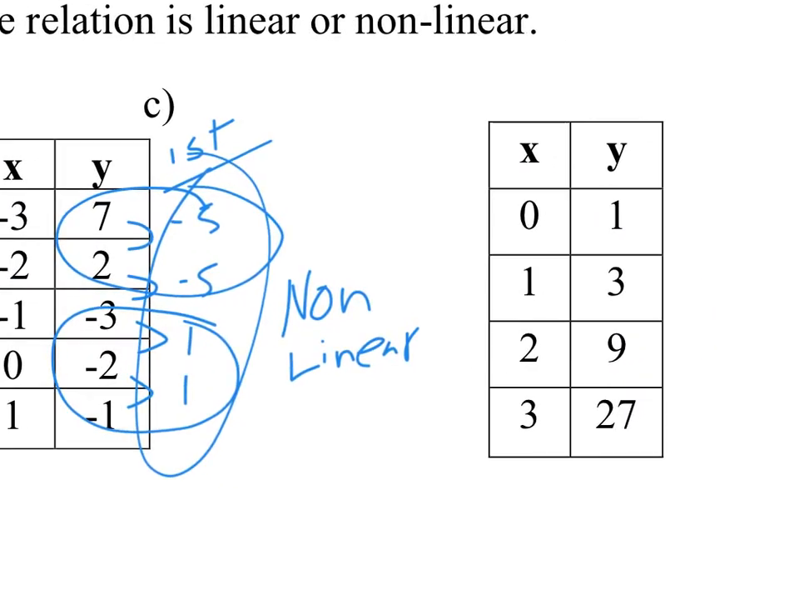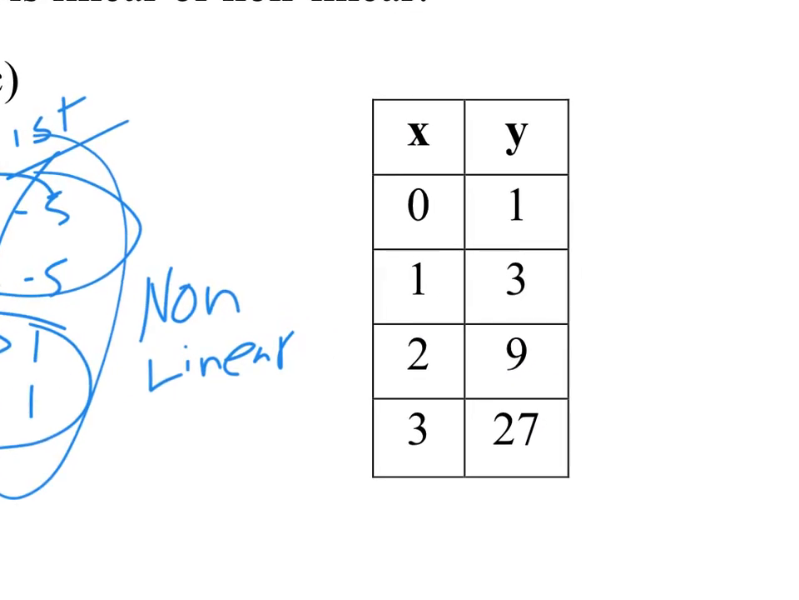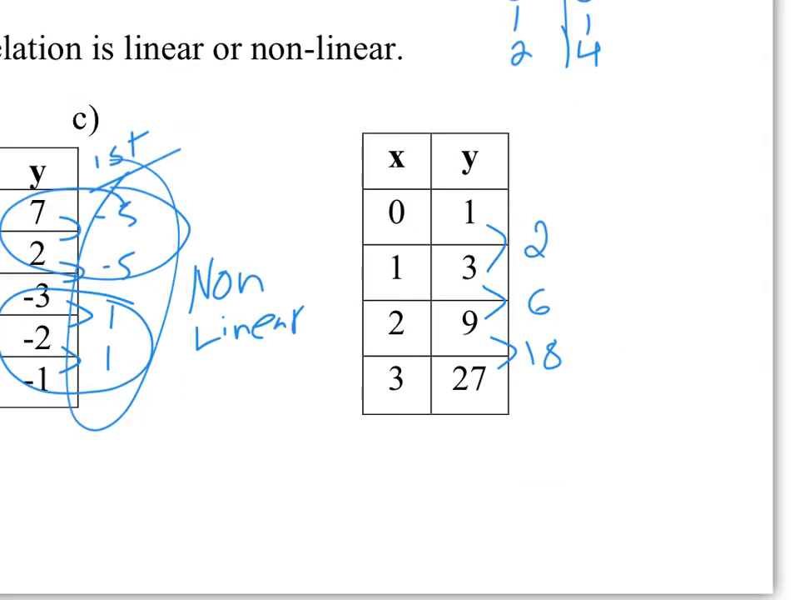Now let me look at this last example. We're going to subtract from the bottom up. We'll do 27 minus 9. We'll do 9 minus 3. And we'll do 3 minus 1. None of these are constant. So again, we're dealing with a nonlinear function. But now I want to draw your attention to something else.